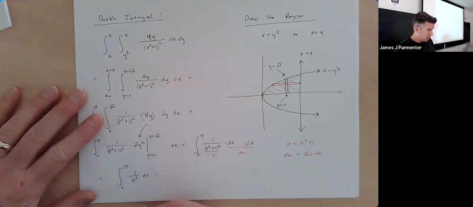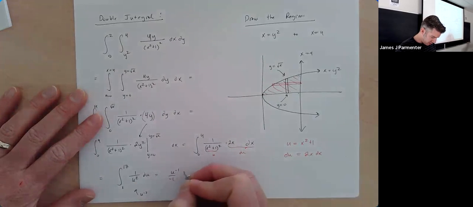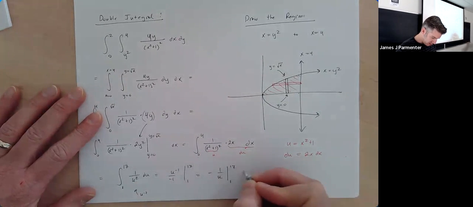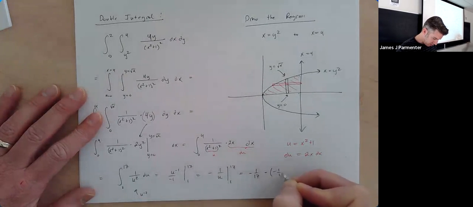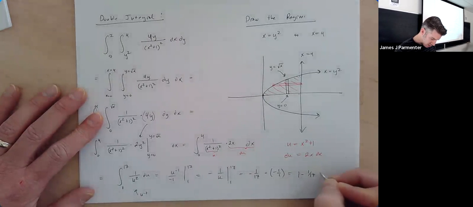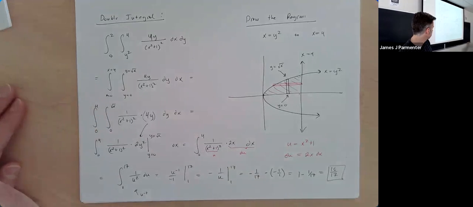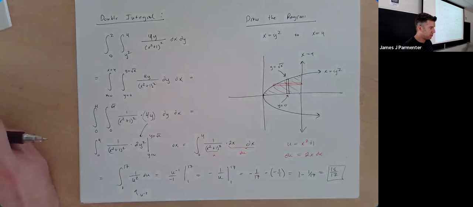And then we're going to integrate 1 over u squared, which is u to the negative 2, and get u to the negative 1 over negative 1 from 1 to 17, or negative 1 over u from 1 to 17, which is negative 1/17 minus negative 1 over 1, or 1 minus 1 over 17. Or 16 over 17. It's kind of a nice answer for a problem that looked like it could have been terrible.